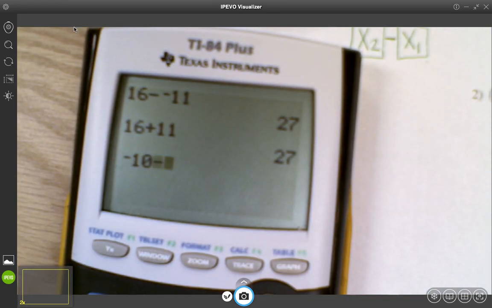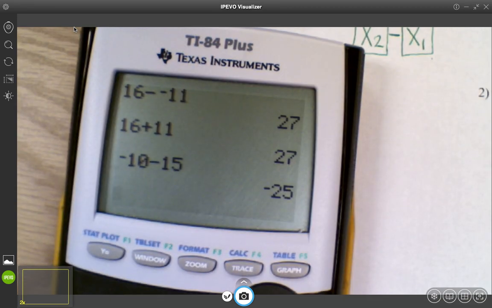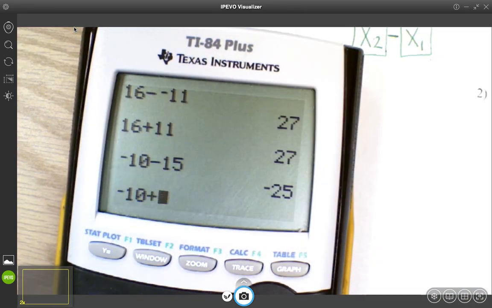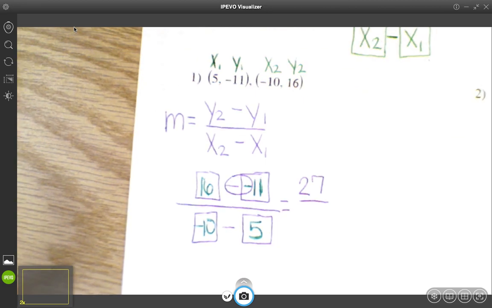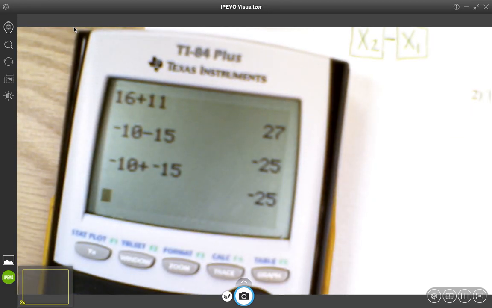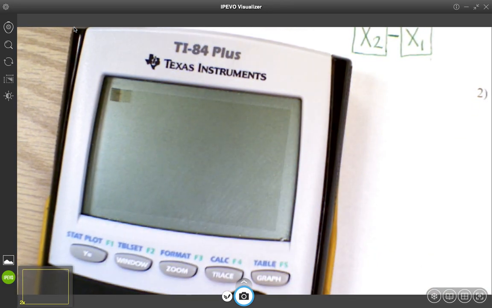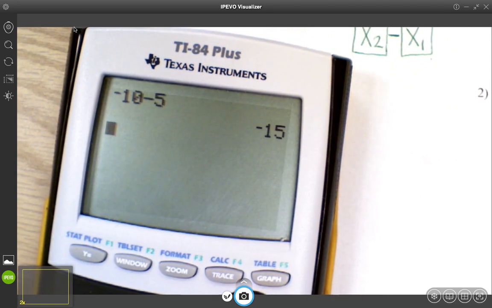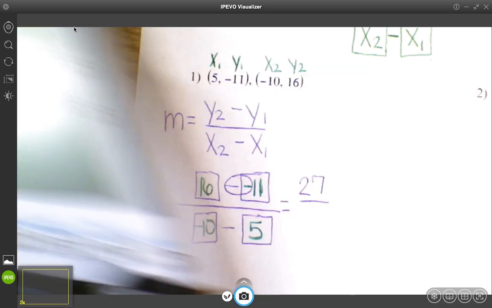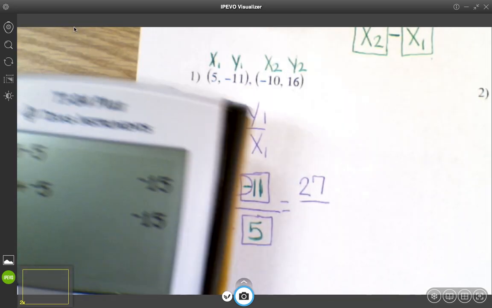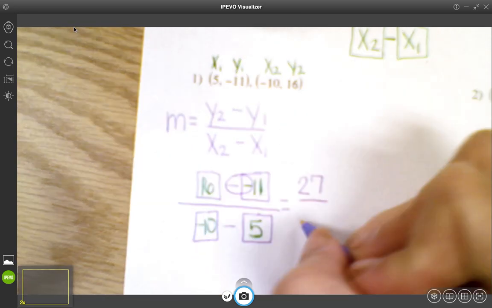Negative 10 minus 15, or you can say negative 10 plus negative 15, however you think about that. So negative 10 minus, or it's not 15, it's 5. What am I doing? I'm not even looking at it. All right, clear that. Negative 10 minus 5, negative 15, or negative 10 plus negative 5. However you want to think about that problem, but no matter what you do, you're getting negative 15.